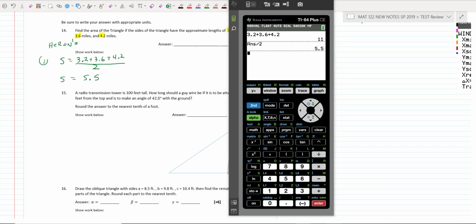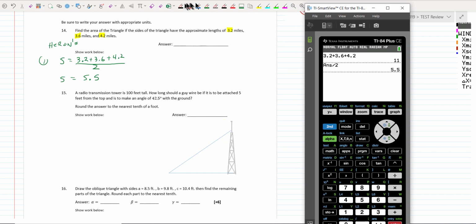Okay, and then the second thing that you do is you use Heron's formula. So Heron's formula goes like this. What you do is you take the semi-perimeter, and then you subtract each side. So S minus A, I'll use little a to represent a side, and then S minus B, the second side, and then S minus C, the third side. And then you do the square root of that. So you just put this in, and you'll do this on the calculator.